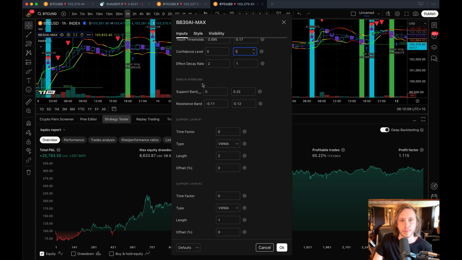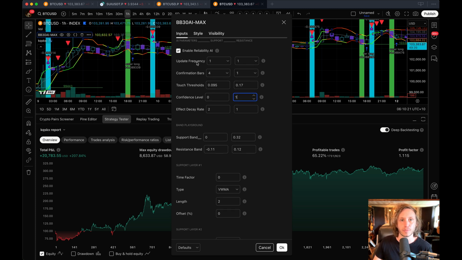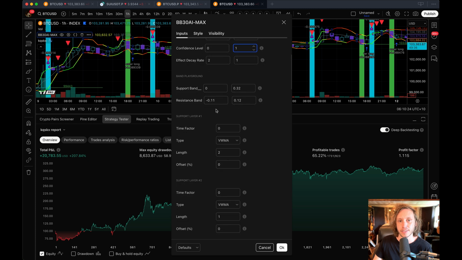Last thing to look at here is the bands' playground, and that is the playground area for how strongly the bands will respond to the reliability AI section. And yeah, that basically speaks for itself. I found that these settings right here are generally the best settings, so I set them there as default.